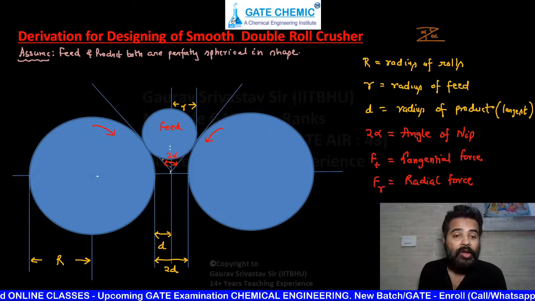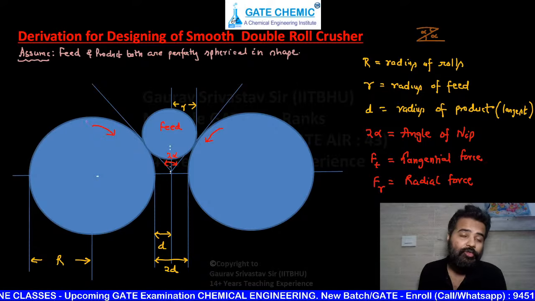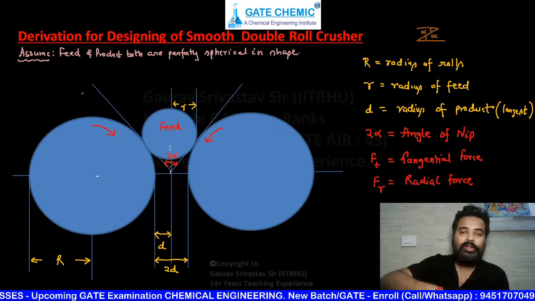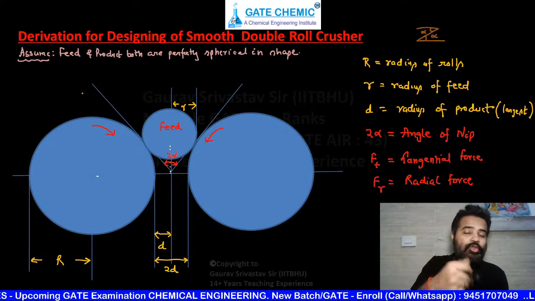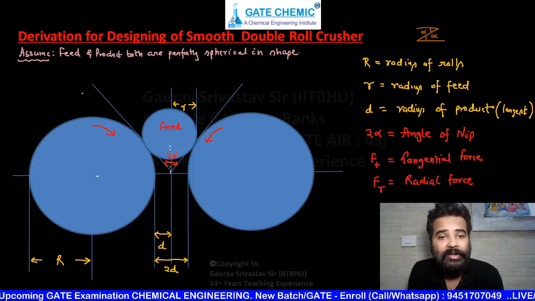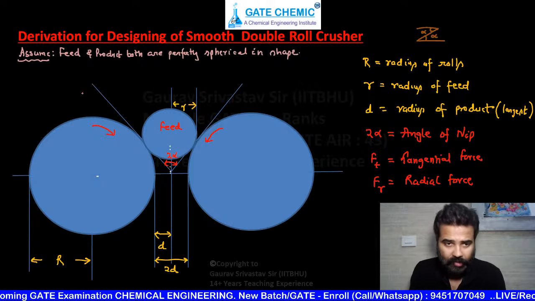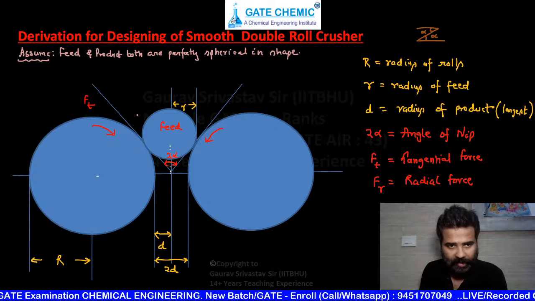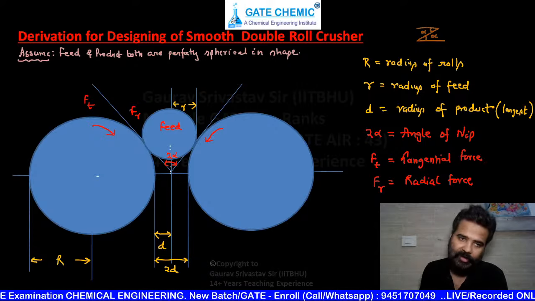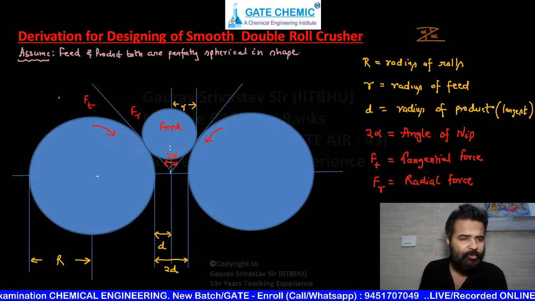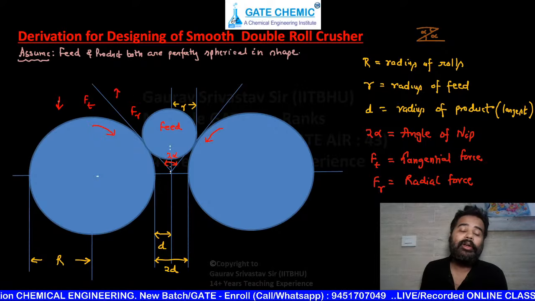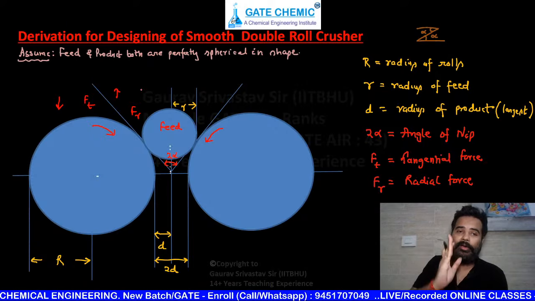Okay. Now it is going to be squeezed by these rolls. One force is in an outward direction and one is in a downward direction. That is a radial force and a tangential force. Radial and tangential, that is FR and FT. You have to check whether the net force is downward or upward.